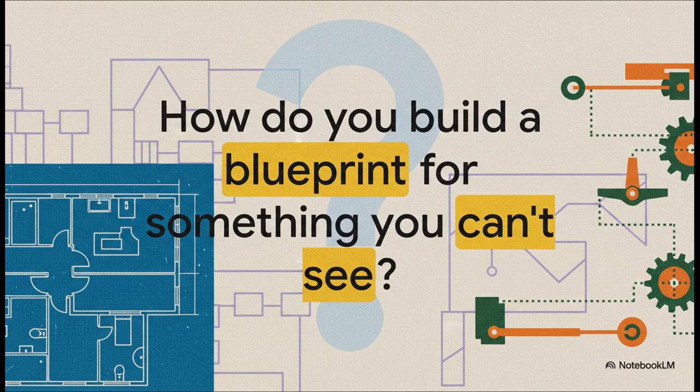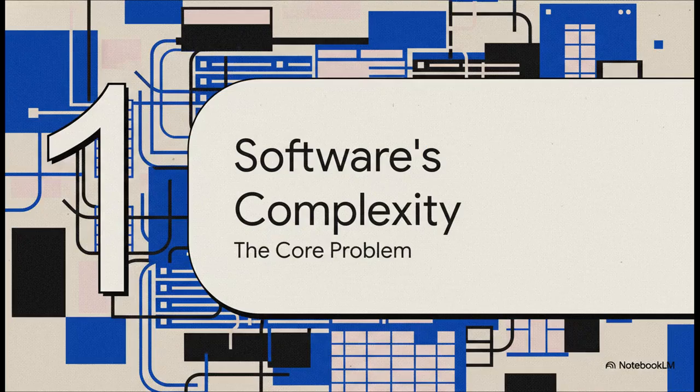An architect has visual blueprints. A mechanical engineer has all these detailed diagrams. But a software engineer, a lot of the time, is working with stuff that's way more abstract. And this very question is really at the heart of building the reliable software that runs our entire world. And that really gets to the core of the problem.